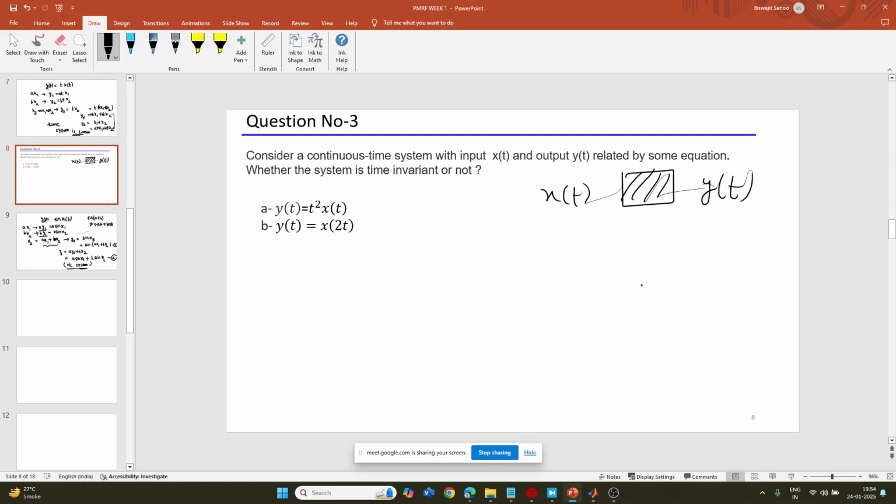Next, what do you do? You just delay your input. Delay means you just go back. I will explain what the meaning of delay is, it's a very important thing. Let's say I'm delaying my input by an amount t0 to the same system. If I get the same delay in the output, so whatever delay I have done in my input, if I got the same delay at the output, then it is called a time invariant system.